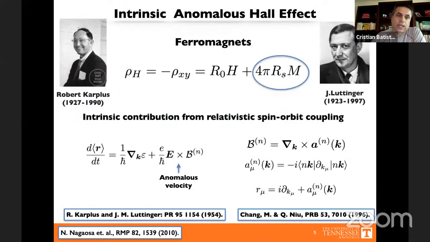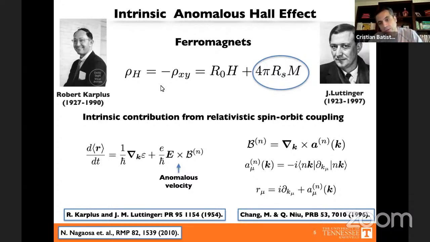And it took a long time. Actually, it took until 1954 to understand the fact that there is an intrinsic contribution to this anomalous Hall effect. It was a work by Karplus and Luttinger, right? Who essentially noticed that once you include the spin-orbit coupling, the spin magnetization of the electrons, via the spin-orbit coupling, will act as an effective field that is orbitally coupled to the conduction electrons, and therefore will produce an additional contribution to the Hall effect.